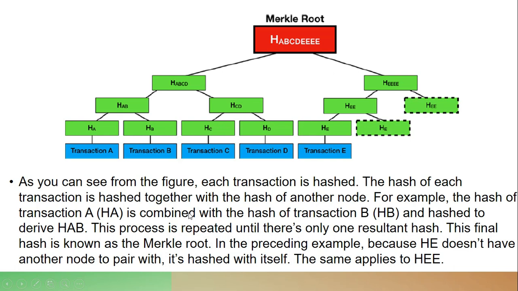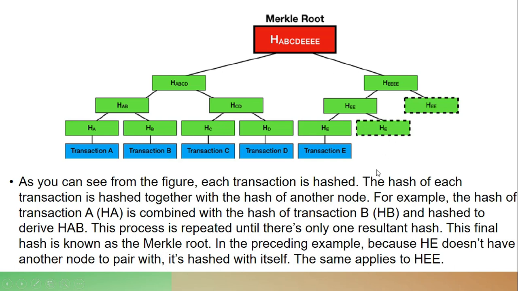For example, the hash of transaction A, HA, is combined with the hash of transaction B, HB, to derive HAB. I have already explained. And the process repeats until there is no resulting hash left. This final hash is known as the Merkle root. If you combine HABCD with HEEEE, this creates the Merkle root. And in the preceding example, because HE doesn't have another node to pair with, it is hashed with itself and creates HEE here.